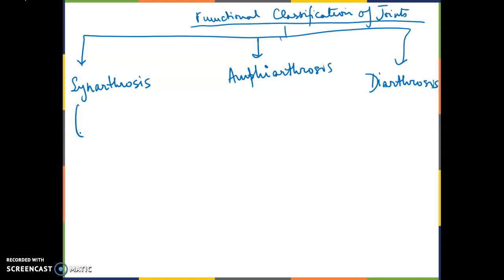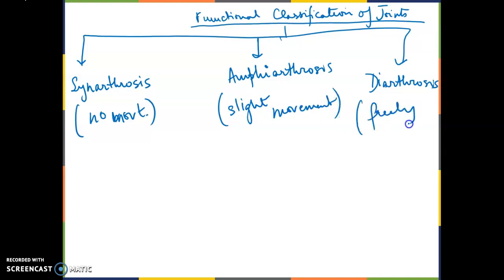Synarthrosis is a joint where there is no movement at all. Amphiarthrosis is a joint where we have slight movement. And diarthrosis is a freely movable joint. So no movement, synarthrosis; slight movement, amphiarthrosis; and diarthrosis refers to a freely movable joint.